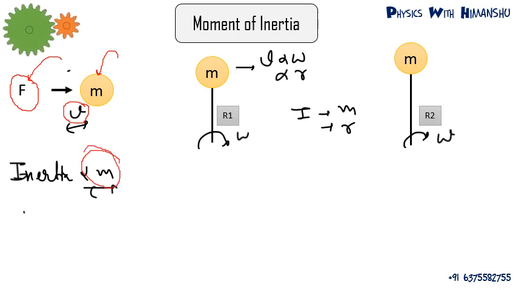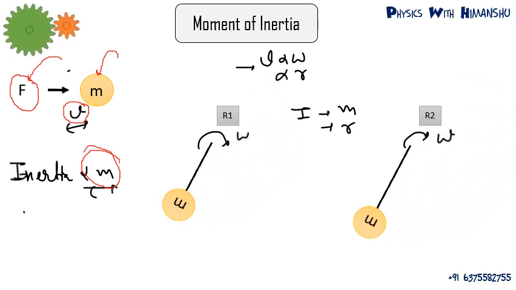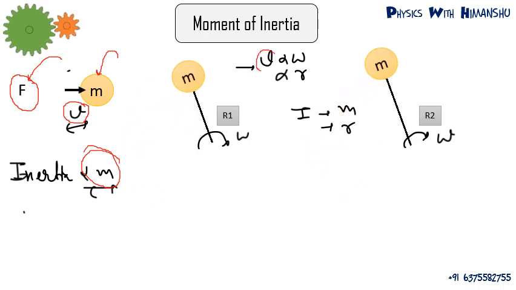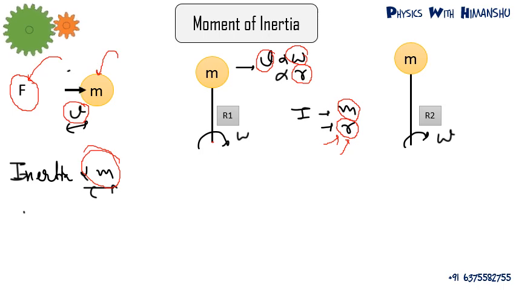But in rotational motion, these two masses are moving with the same angular velocity. But the velocity of any mass in rotational motion depends on omega and also on the radius. So both have the same angular velocity, but their velocities differ. So inertia here depends on mass also. The more the mass, the more torque you have to apply, and the value of r matters too. The more the distance of mass from the axis, the more will be its velocity, so you have to apply more force.